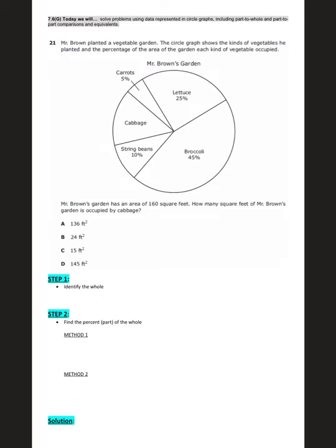So first we'll start off our problem solving by identifying the important information. It shows the kind of vegetables he planted and the percentage of the area that each vegetable occupied. Then they also tell us that his garden has an area of 160 square feet. How many square feet is occupied by cabbage? So I'm going to circle how many square feet occupied by cabbage.